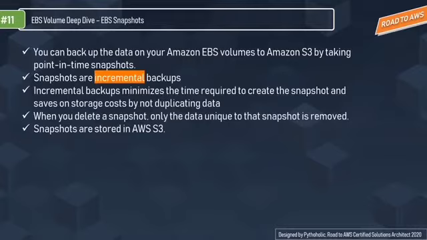So this is basically done by creating the backup of your delta so that you don't have to store the duplicate data as your backup again and again. One more important thing is that when you delete a snapshot, that is your backup, only the data unique to that snapshot is removed. So you have backed up the data. So what about restore then?